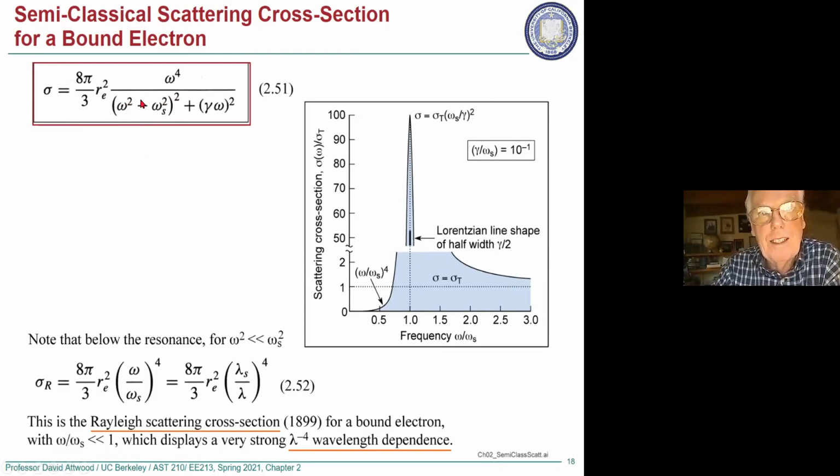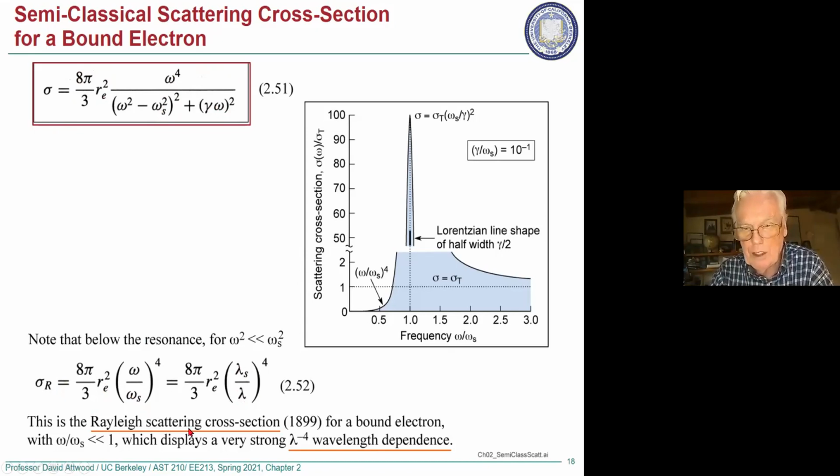When this is less than this, it doesn't count anymore. It becomes small by the square and the square. And you wind up with omega s squared again. The minus sign gets squared. And you wind up with omega to the fourth over omega s to the fourth. That result is called Rayleigh scattering. It has the same free electron part out in front, but it winds up with omega to the fourth over the resonant frequency omega s to the fourth. It could be written inversely in terms of wavelengths.